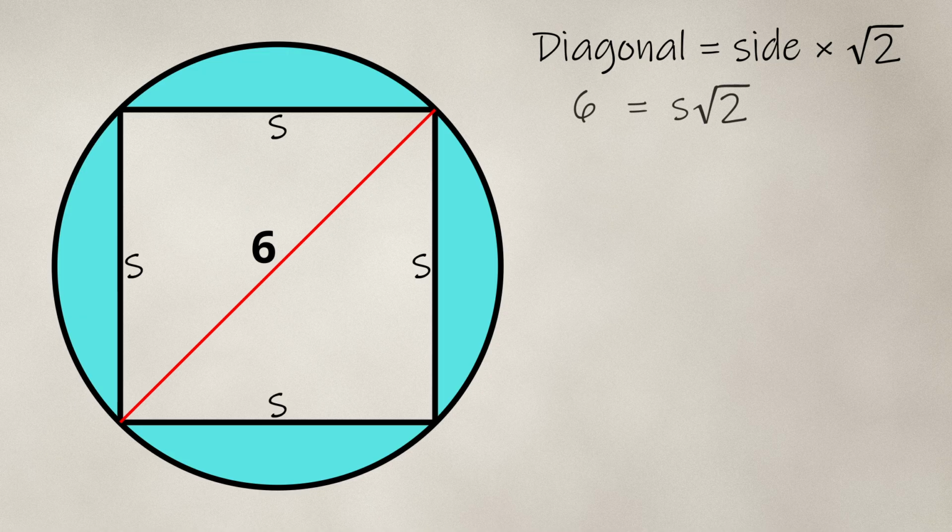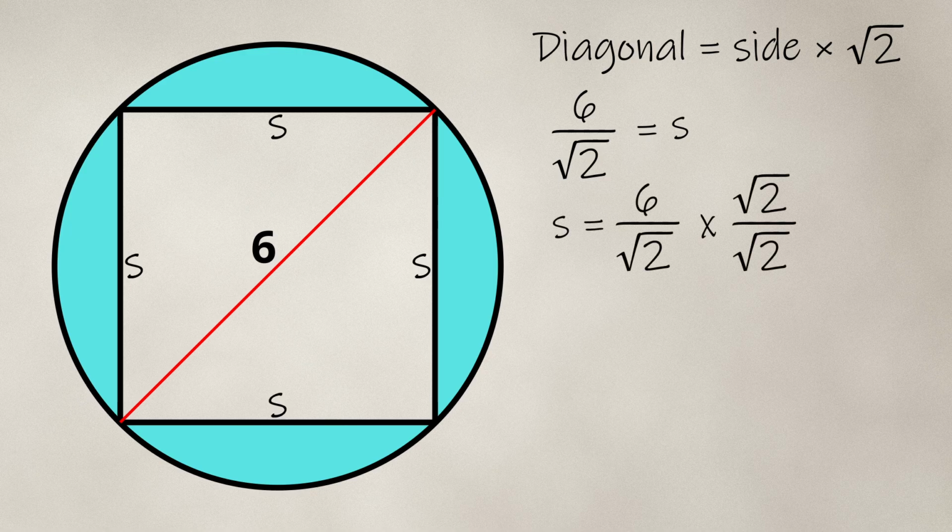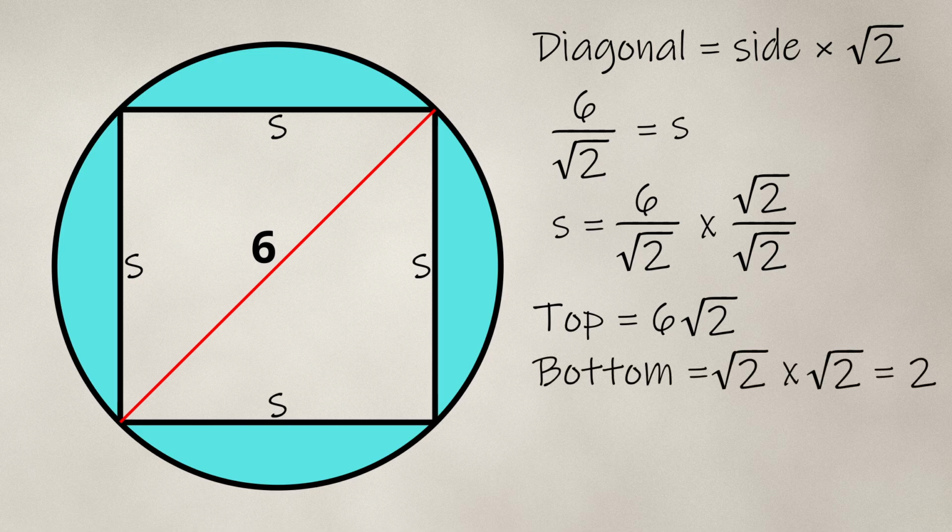So, if we plug in our numbers, we get 6 equals s times the square root of 2. And to find the side, we just divide both sides by root 2. Then both the square roots on the right will cancel out, leaving just s. Now, let's simplify this. We can rationalize by multiplying both the top and bottom by root 2. The top will be 6 times root 2, and the bottom will be root 2 times root 2, which equals 2. So now we have 6 times root 2 divided by 2, which simplified becomes s equals 3 times root 2. So the side length of our square is 3 times root 2.